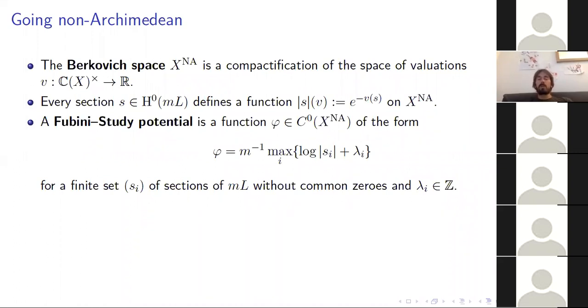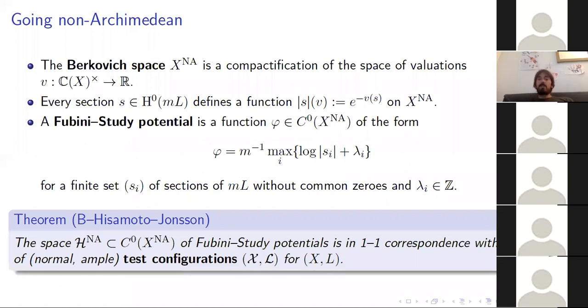And then you have a function phi like this, which should really be thought of as the non-Archimedean version of the usual Fubini-Study metric in complex geometry, where you would have the log of the sum of squares of s_i. And here you have the log of the max of s_i, basically. And these functions are called Fubini-Study potentials in this setting. And they are the building blocks of pluripotential theory.